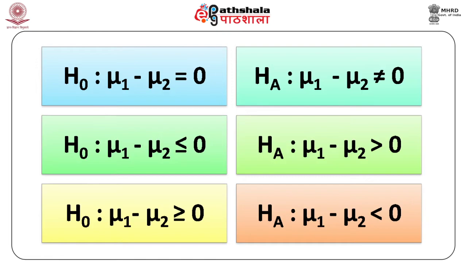Depending on the type of research, that is directional or non-directional, the statistical hypothesis can take the following forms, which are similar to the statistical hypothesis used for t-test for dependent means. The null hypothesis is mu1 minus mu2 equals 0, and the alternate hypothesis is mu1 minus mu2 is not equal to 0. Or the null hypothesis can be mu1 minus mu2 is less than or equal to 0, and the alternate hypothesis mu1 minus mu2 is greater than 0. Or the null hypothesis can be mu1 minus mu2 is greater than or equal to 0, and the alternate hypothesis can be mu1 minus mu2 is less than 0.